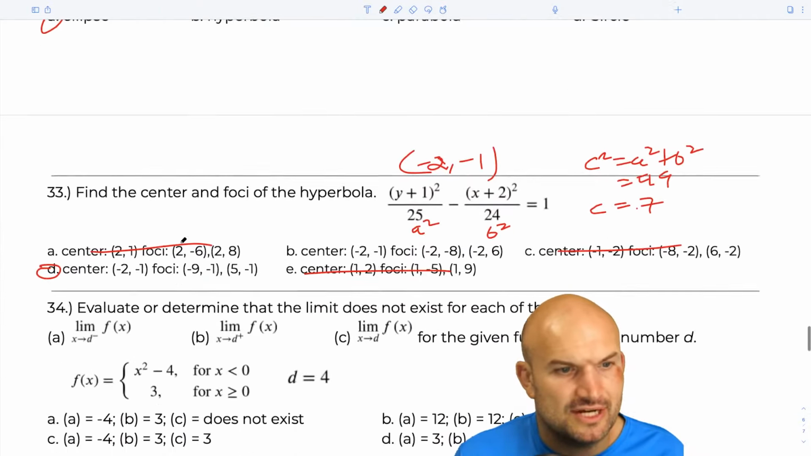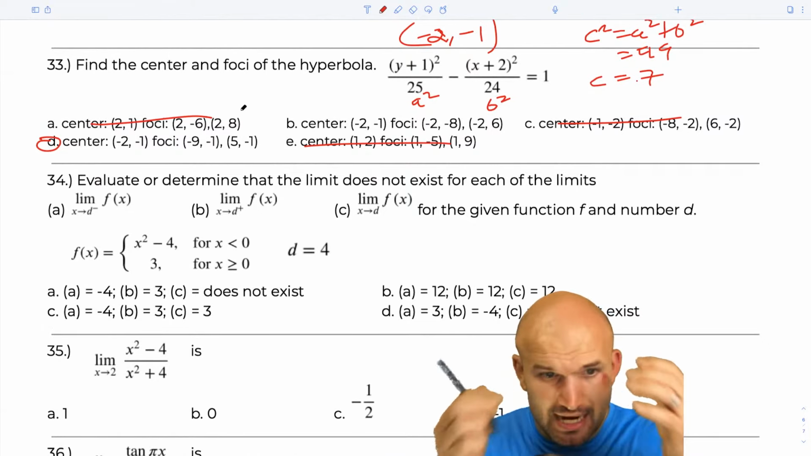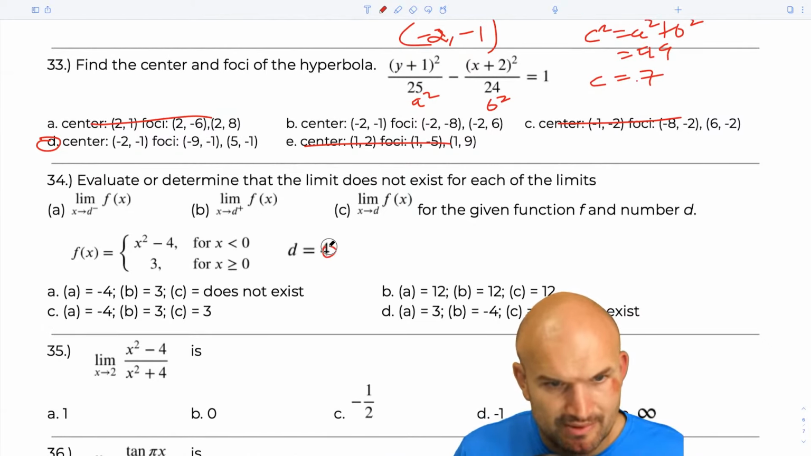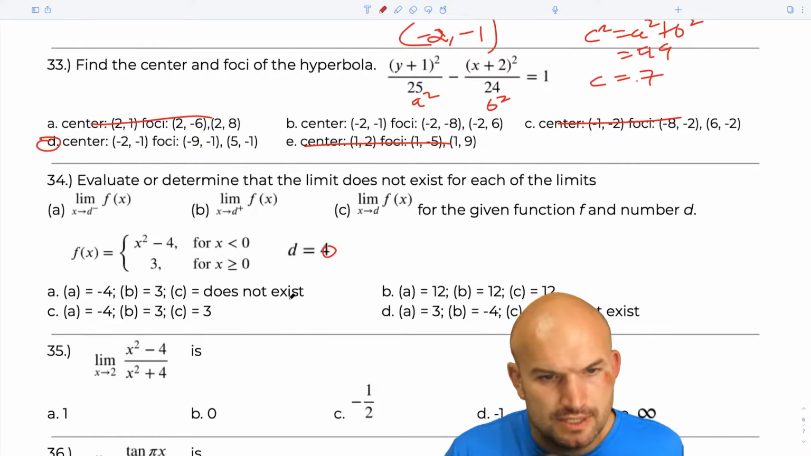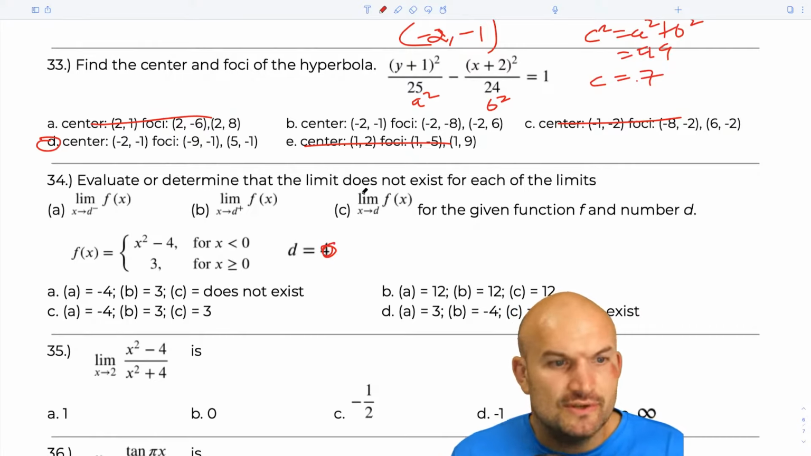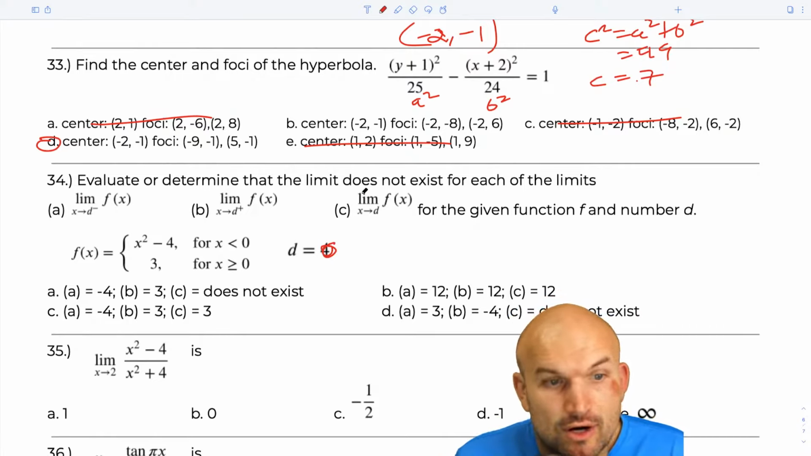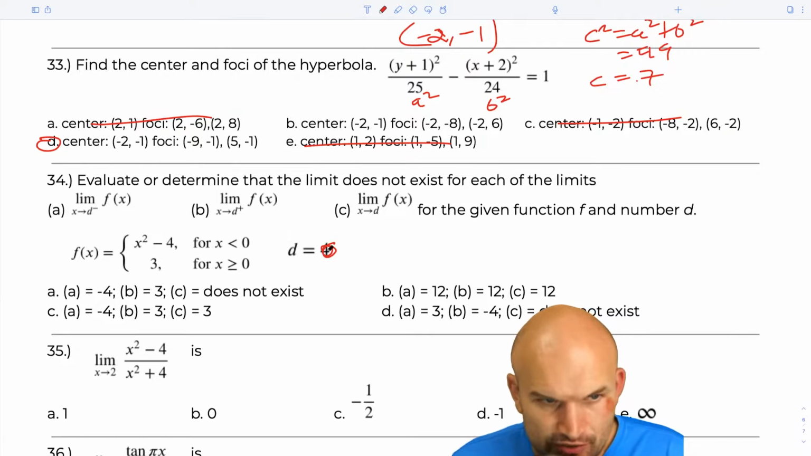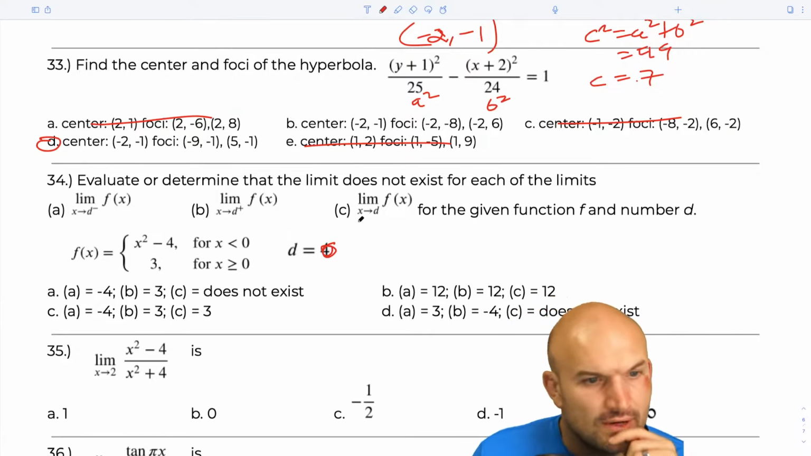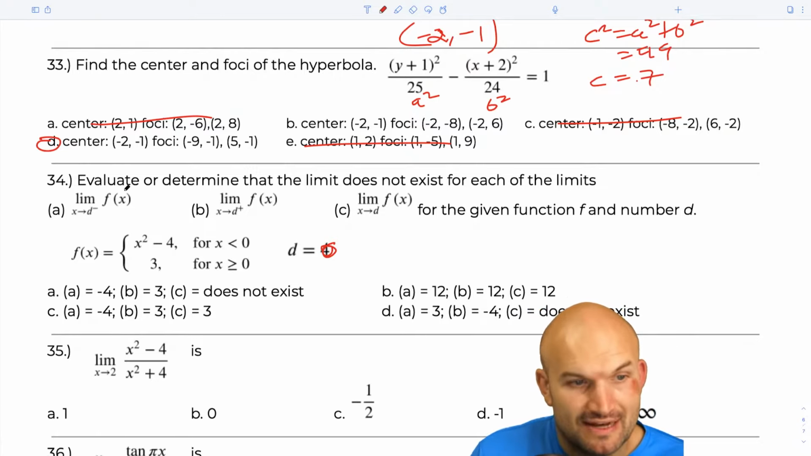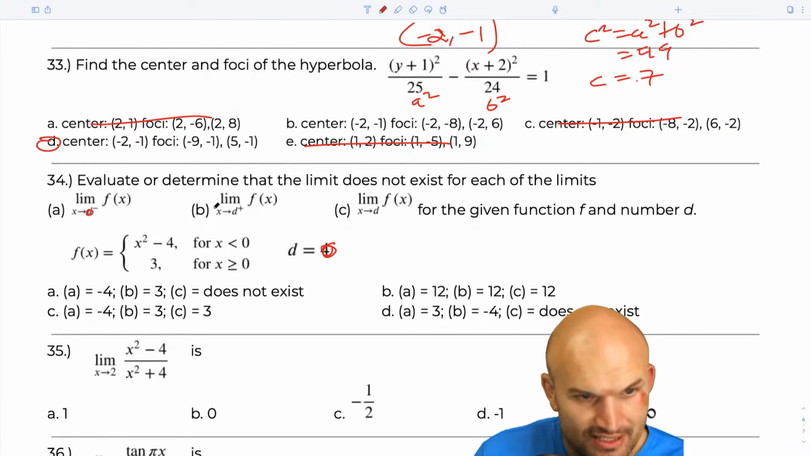All right, we're on the last page, guys. This was supposed to be equal to 0. I made a mistake there, so change that in there. So the next one is evaluate or determine the limit that does not exist for each of the limits. So we have a piecewise function. And we have x is equal to 0, and that's the limit we're going to approach. So as we're approaching 0 from the left, right?